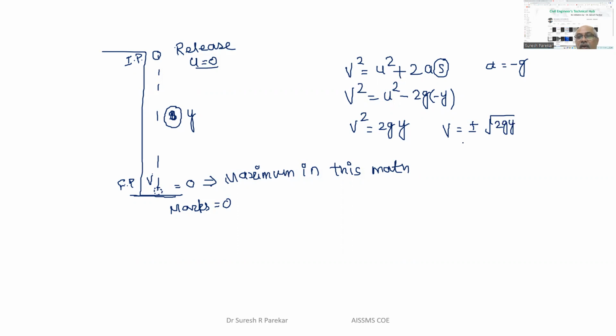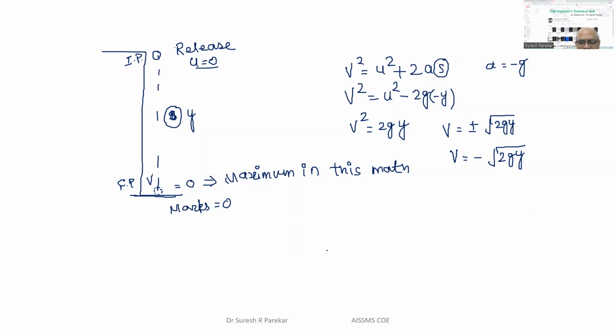Now again the question: plus or minus? It is obvious, when my particle comes in the downward direction, my value should be v equal to minus square root of 2gy. And then the problem becomes very simple. So likewise, you have to keep in mind the initial position, final position, upward plus, downward minus. And g is always minus 9.81 meter per second square.